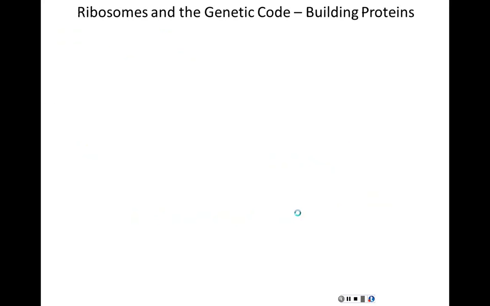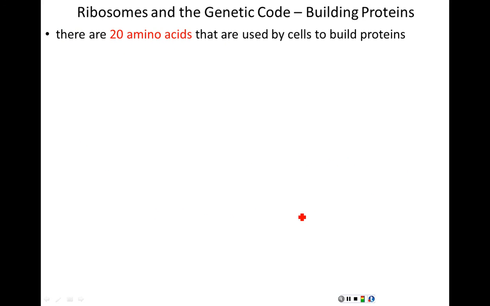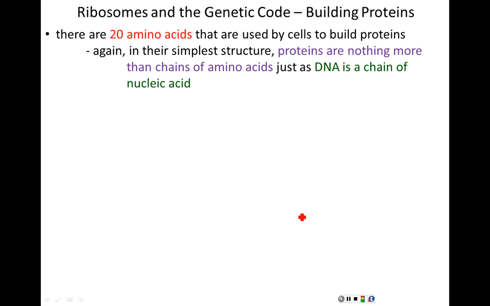So let's talk about building proteins. There are 20 amino acids that are used by cells to build proteins. Now you can use the analogy of letters here too. These amino acids are the letters of proteins. We have 26 letters in our English alphabet. There are 4 letters in the alphabet of nucleotides, and there are 20 letters, or 20 different types, in the alphabet of amino acids. Again, in their simplest structure, proteins are nothing more than chains of these amino acids strung together, just as DNA was chains of nucleic acids or nucleotides strung together.